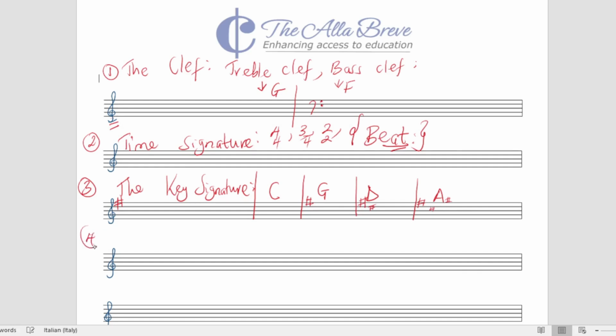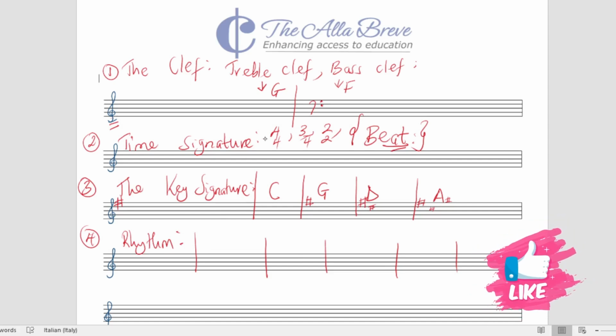Next, number 4 thing to note is the rhythm. Before attempting to sing, are you able to clap the rhythm? And the rhythm will be closely related to the time signature because they'll be separated by bar lines. If they are separated by bar lines, how many counts are in each bar? For example, if it is 4/4, you're expecting 4 crochets per bar.